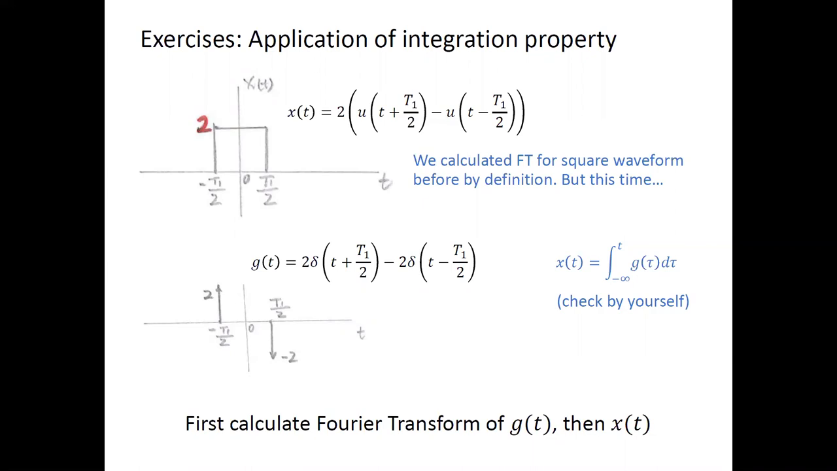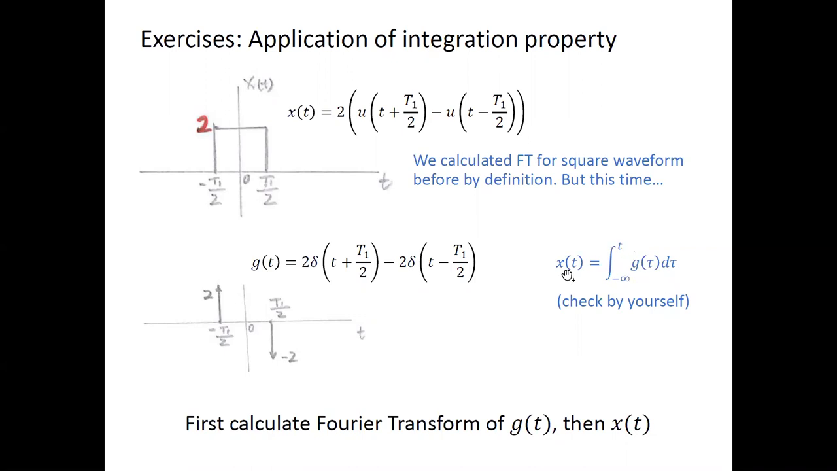Now we have a signal g of t, which just replaces the u with delta. So we have two impulses. One occurs at minus t1 divided by two, one occurs at plus t1 divided by two. The one at minus t1 divided by two is the first one, pointed to the top with height two. And the second term with a minus two is pointed to the bottom, minus two. The observation is that when we take the derivative of x of t, dx dt equals g of t. And if we take the integral of g of tau d tau from minus infinity to t, notice again we use the particular lower and upper limit of this integration.